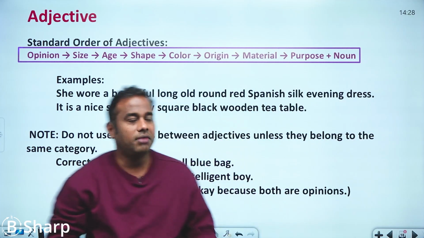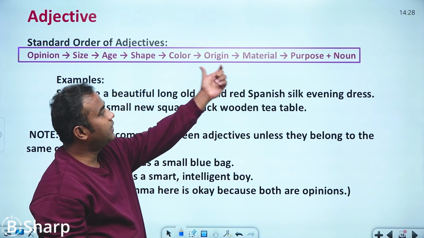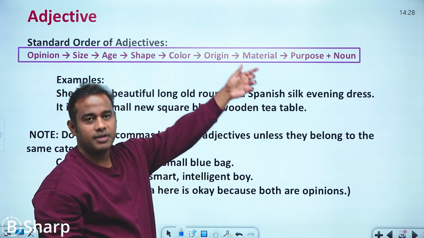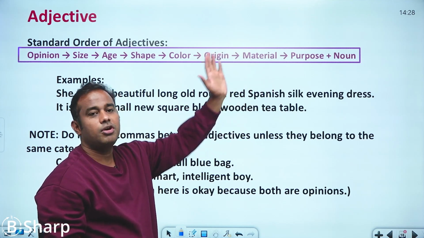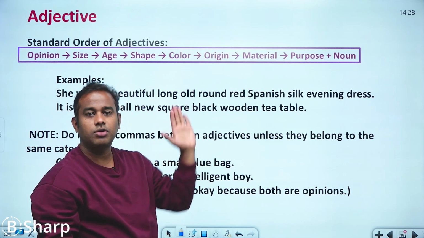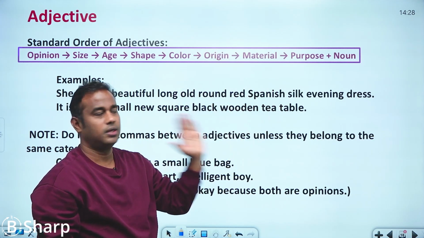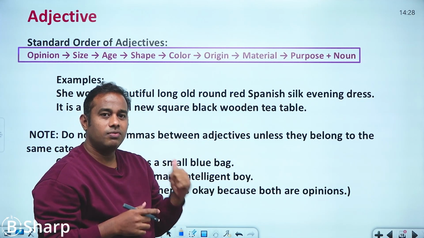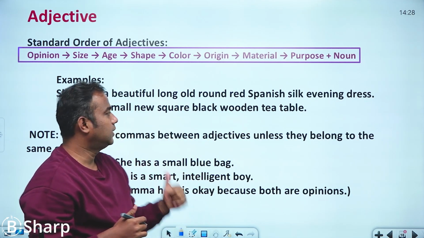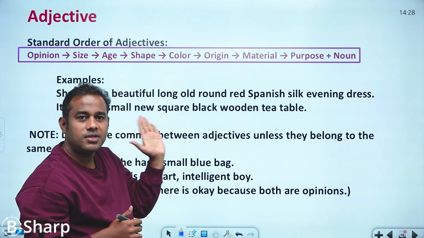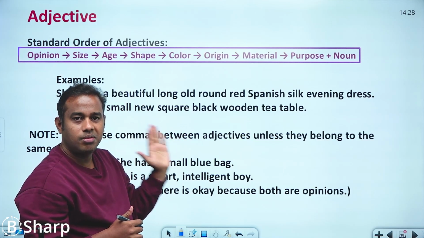Then we go for origin, then material, then purpose. After that only you have to mention the noun. So this is the right format. This is very difficult to remember, so for that there is a very famous sentence that you can remember.